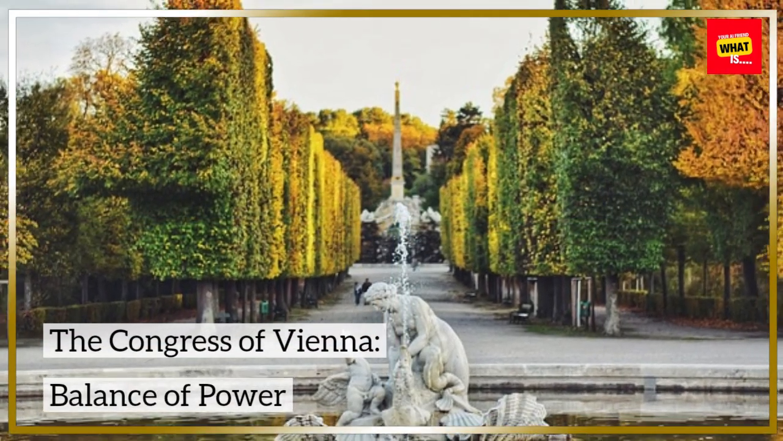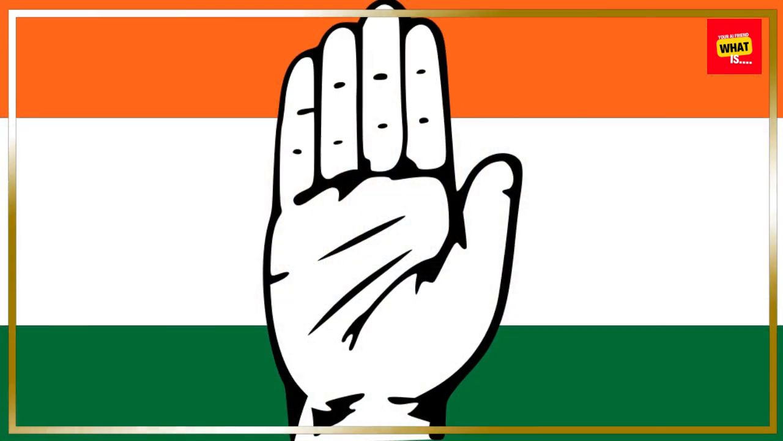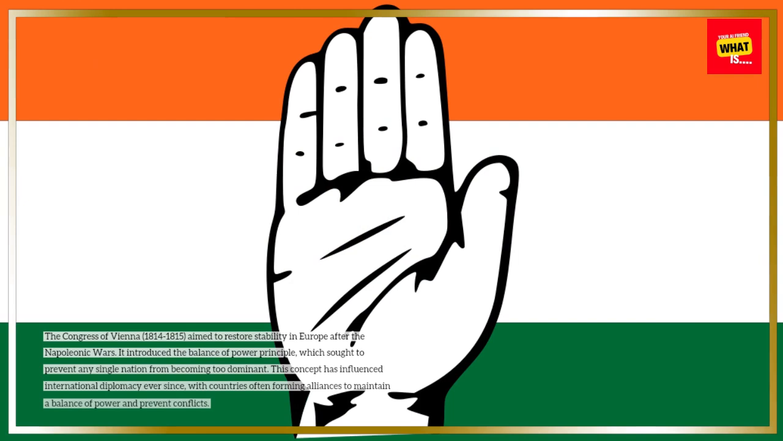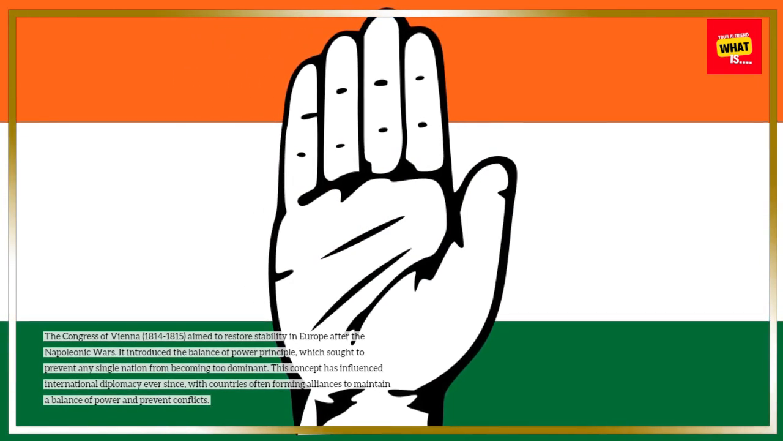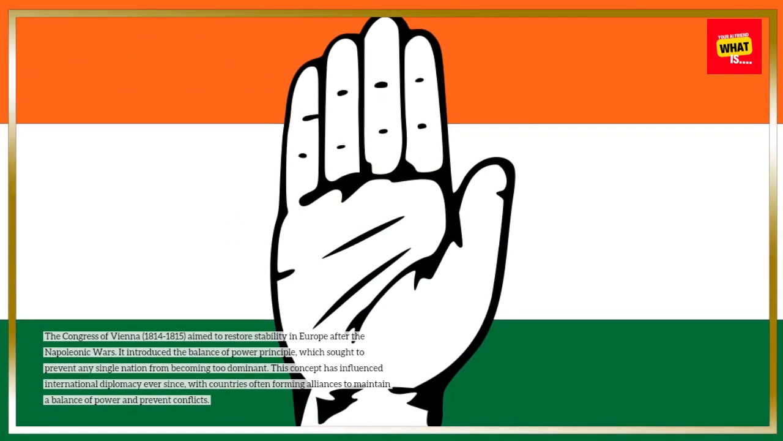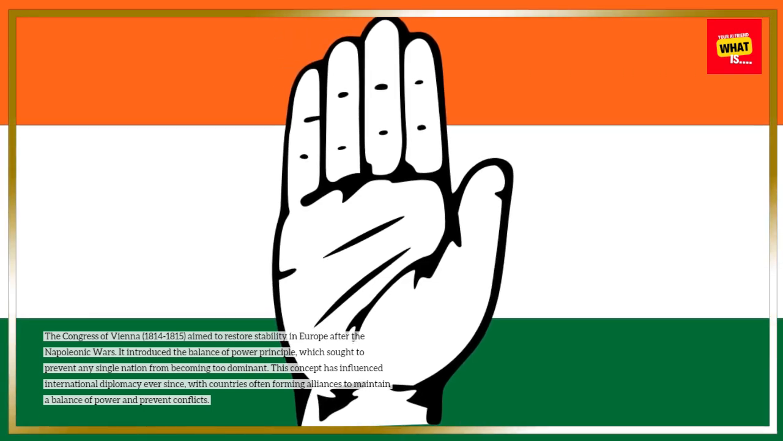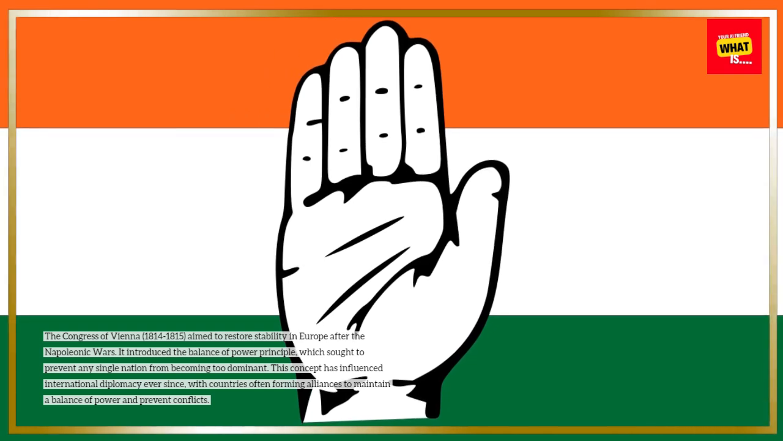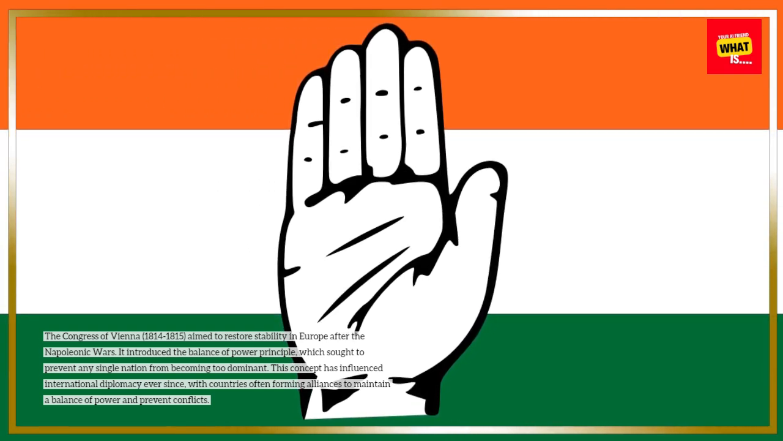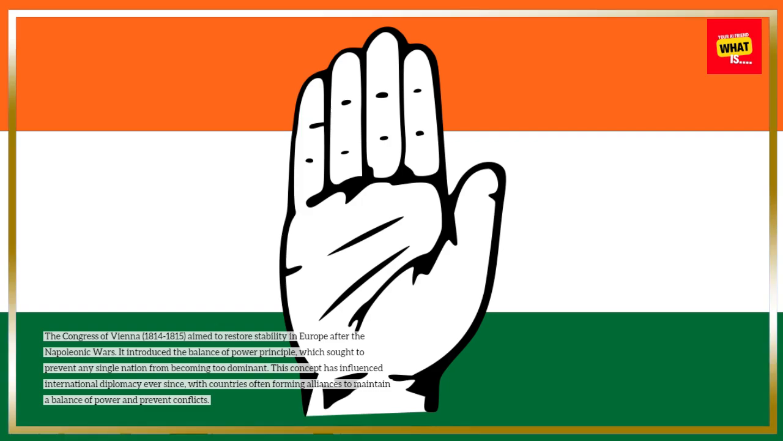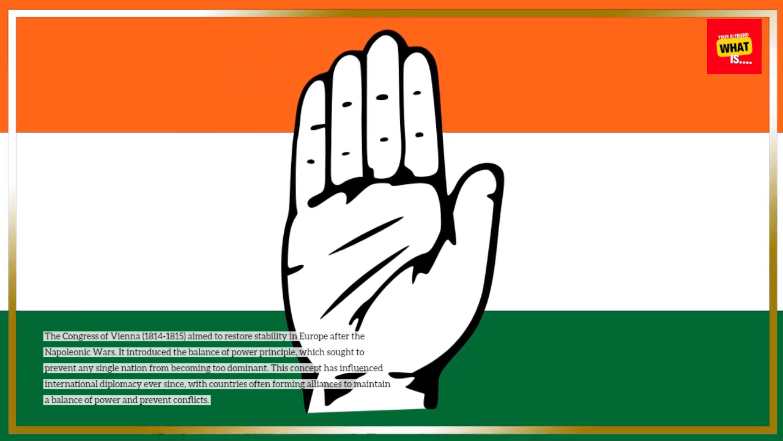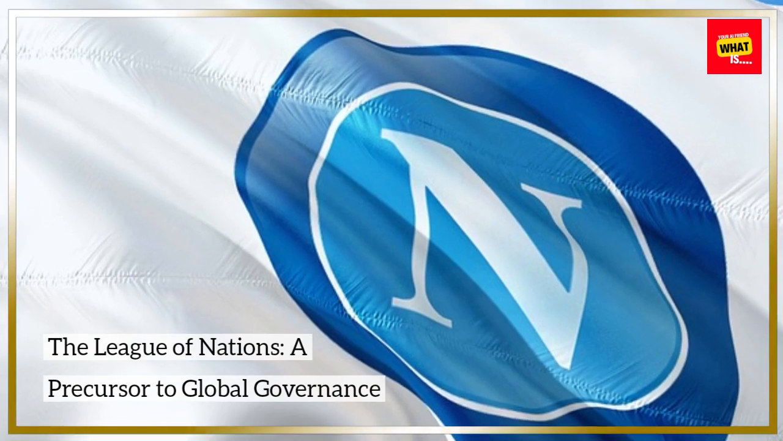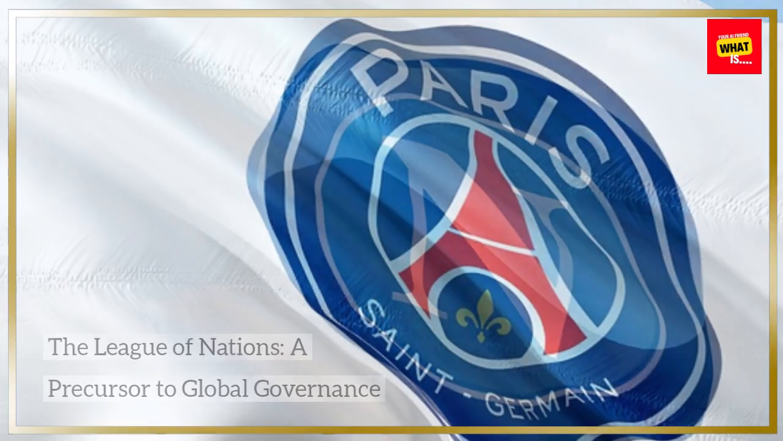The Congress of Vienna. Balance of power. The Congress of Vienna, 1814 to 1815, aimed to restore stability in Europe after the Napoleonic Wars. It introduced the balance of power principle, which sought to prevent any single nation from becoming too dominant. This concept has influenced international diplomacy ever since, with countries often forming alliances to maintain a balance of power and prevent conflicts.